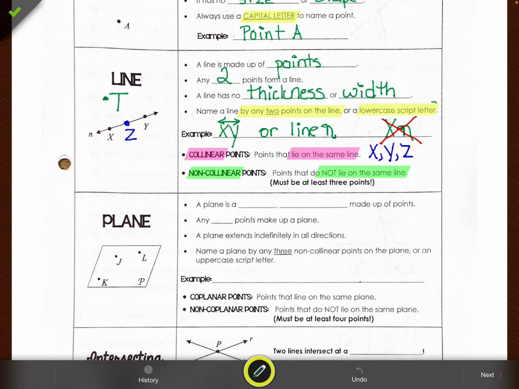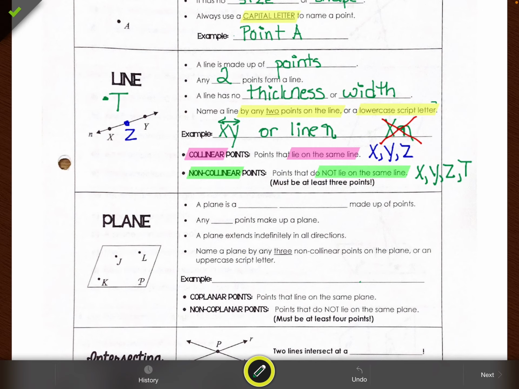Even though 3 of them are on the same line, if there's one that's not, then we would say they're non-collinear. So we would say X, Y, Z, and T are non-collinear points because they're not all on the same line.